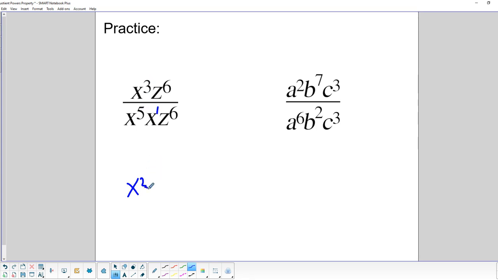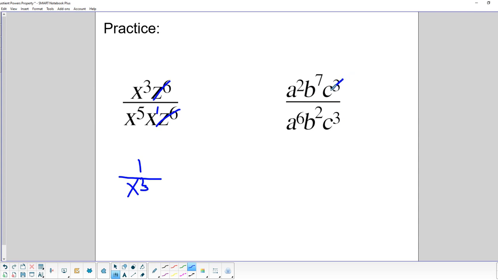So I've got to add 1 on there. X to the 3rd left on the bottom. Oh, would you look at this? The z to the 6th and z to the 6th cancel each other out. So all together, we're going to be left with 1 on the top and x to the 3rd on the bottom. So let's watch it carefully on this one as well.